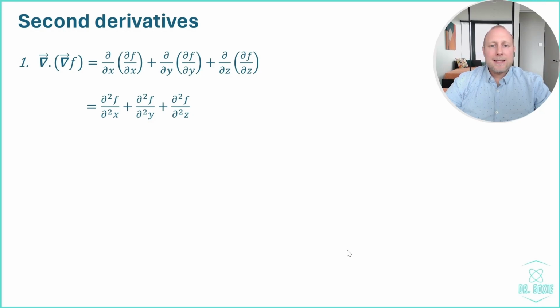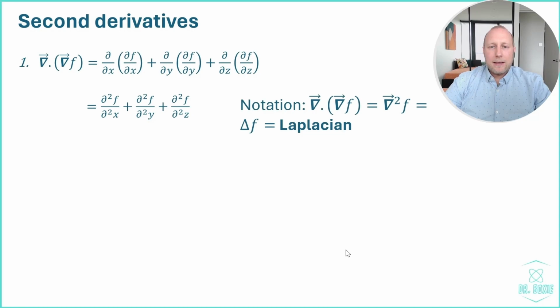Now, this gets a name. It's called the Laplacian, and we write it either as the divergence of the gradient, or as the del operator squared applied to f, or as a triangle applied to f. This Laplacian is an operator. It takes as input a scalar function and it outputs a scalar function, and it is extremely important in physics and specifically in the physics of electromagnetism. We will study it in depth in one of the next lessons, and we will use it a lot throughout the course.